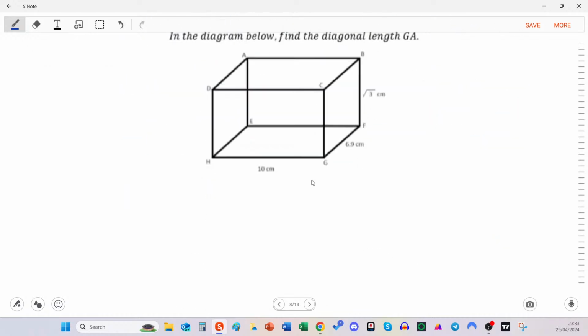Okay, now this is 3D Pythagoras. In the diagram below, find the diagonal length GA. So where's G? There's G. There's A. So it's like a line that goes straight down here. All right. That length does create a right triangle, if we look at it like this. So this is the base. Now I think the best way of visualizing this, oh dear, this is a bit of an angle.